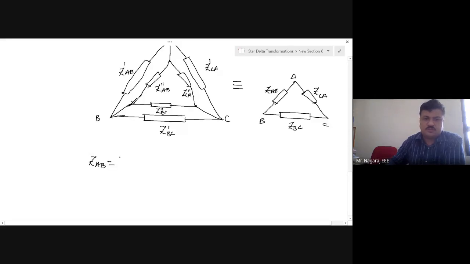Now ZAB is equal to ZAB dash into ZAB double dash. So ZAB dash is 5.33, sorry, it is 22 minus J10. Is it? Oh, it's okay, no issues. 5.33 plus J2 in parallel with 22 minus J10.